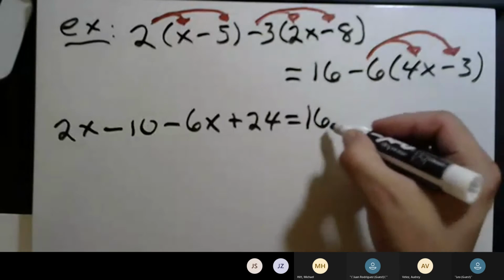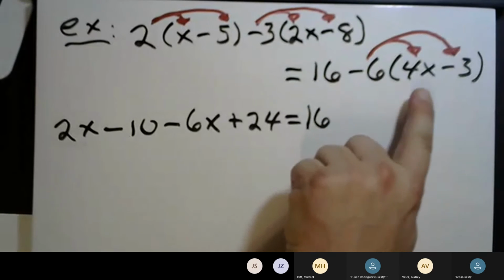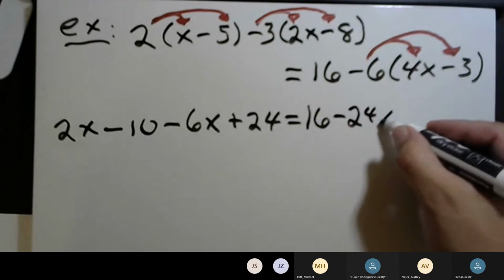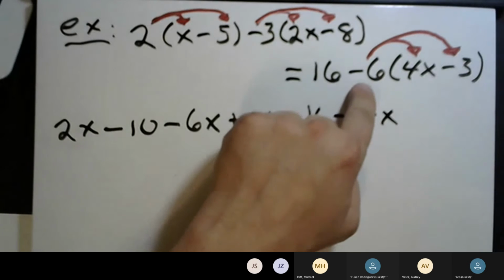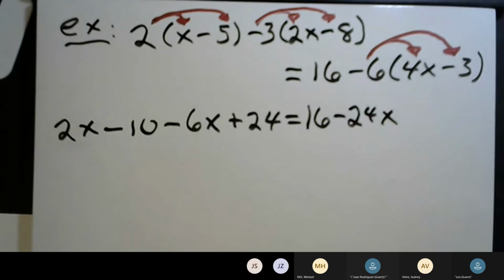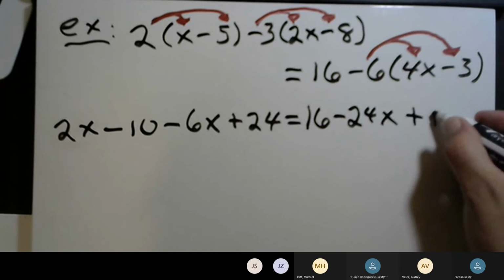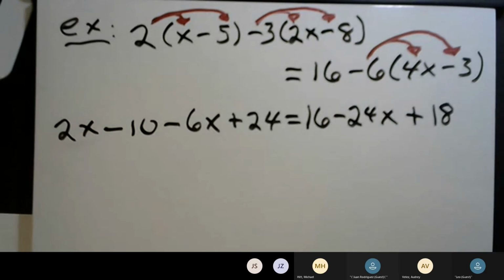Then we have 16. Negative 6 times 4x. Negative 24x. Negative 6 times negative 3. Negative times negative is positive. Positive 18. So now we're going to combine like terms.